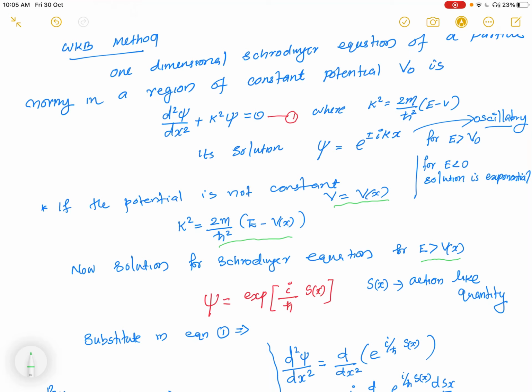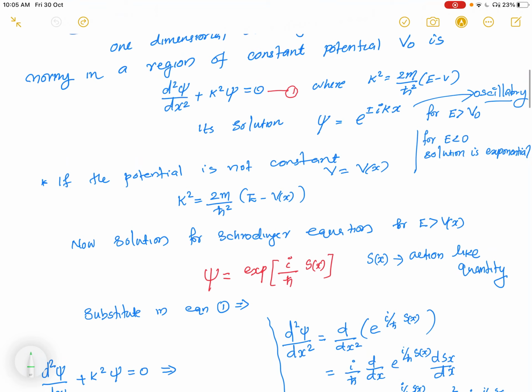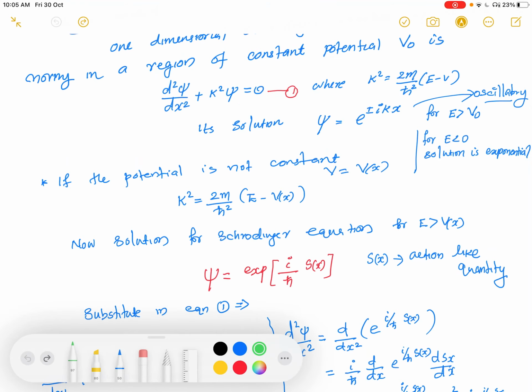In that case, I take the wave function psi equal to exponential of i by h cut s of x. A new parameter I introduced here, s of x. This s of x is something like an action-like quantity, and I will explain what is meant by s of x later. Using this psi, I am going to substitute it in the one-dimensional time independent Schrodinger equation.